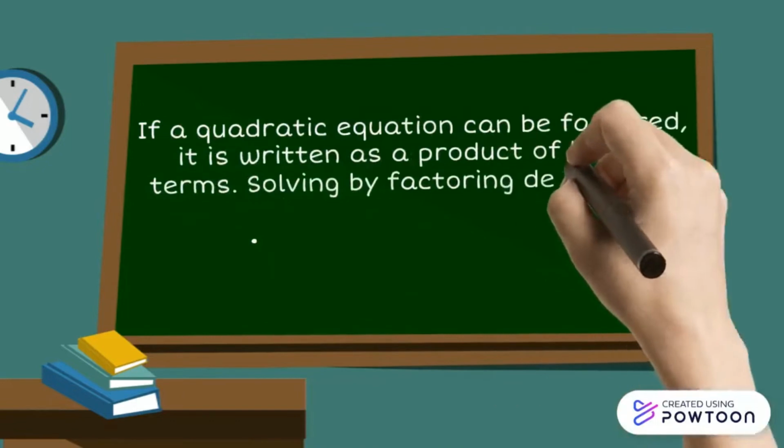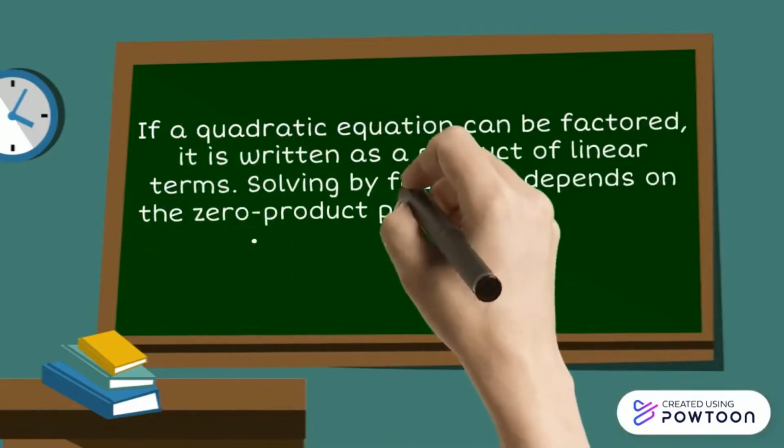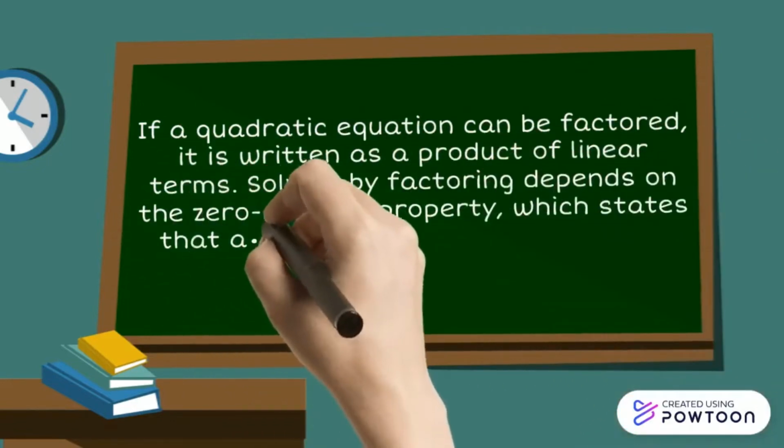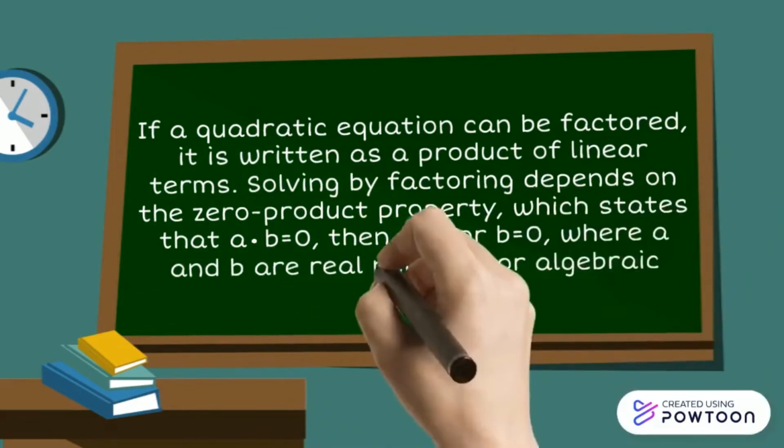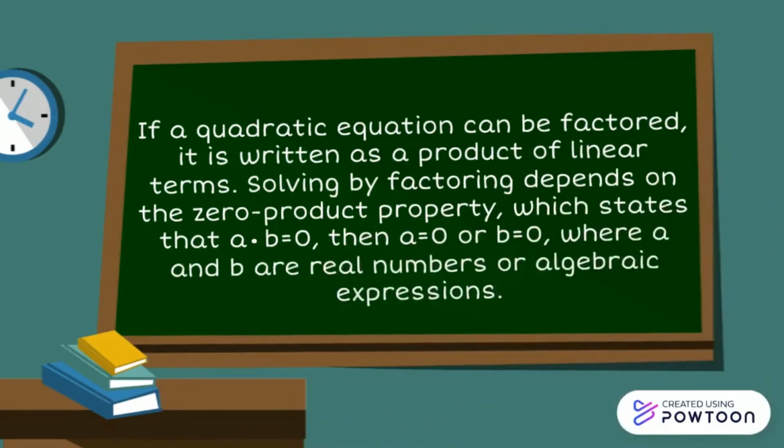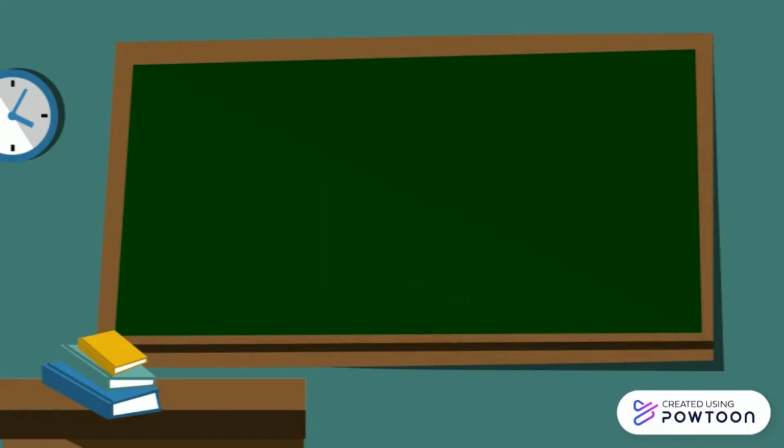Solving by factoring depends on the zero product property, which states that if a times b equals 0, then a equals 0 or b equals 0, where a and b are real numbers or algebraic expressions. In other words, if the product of two numbers or two expressions equals 0, then one of the numbers or one of the expressions equals 0, because 0 multiplied by anything equals 0.